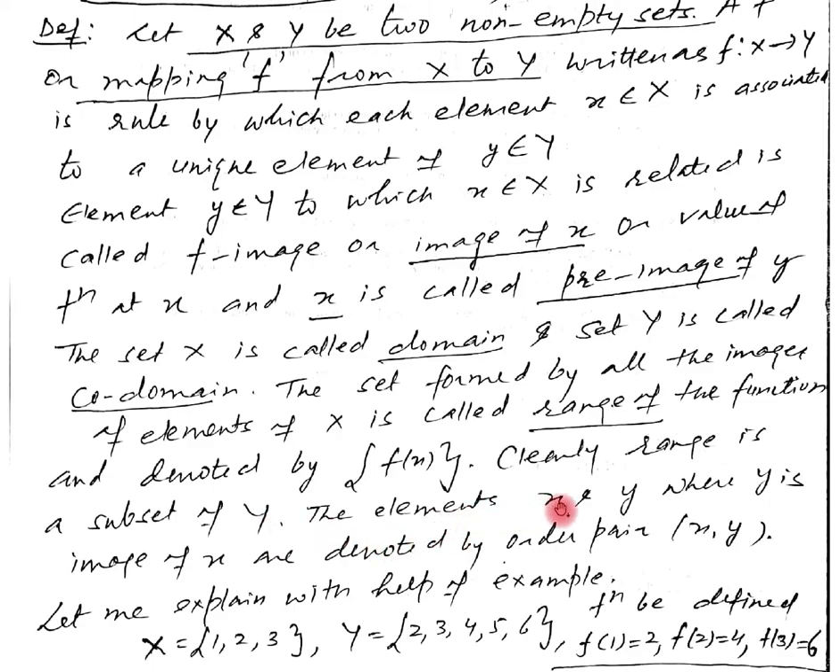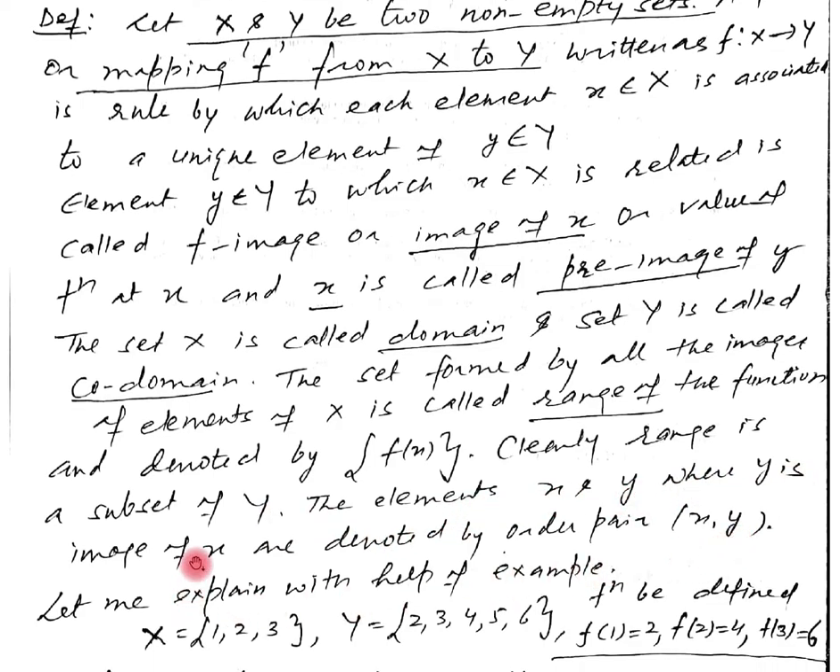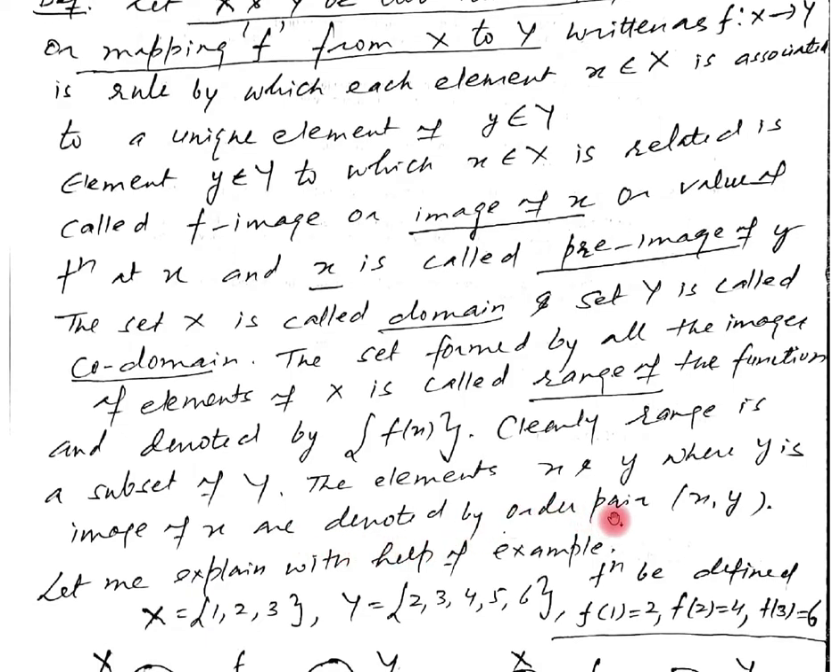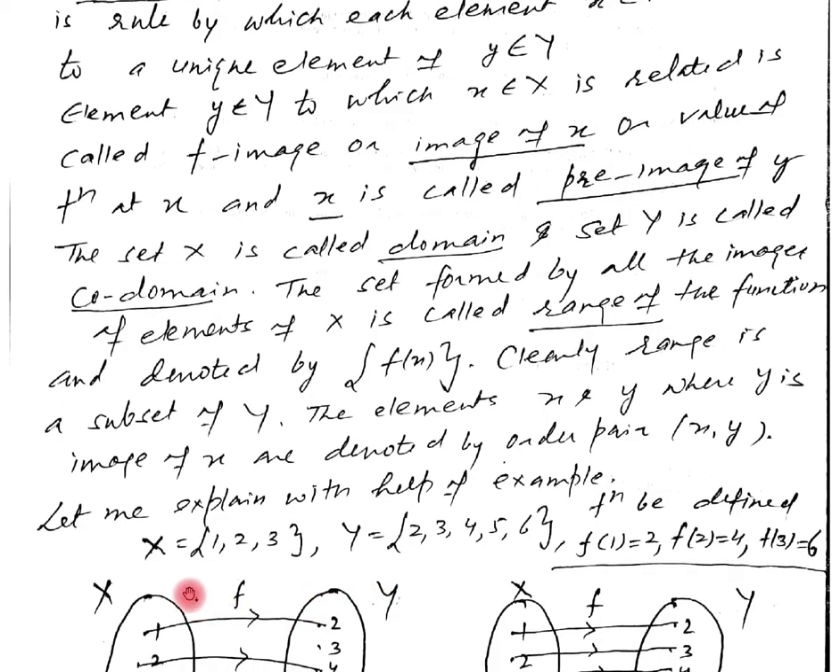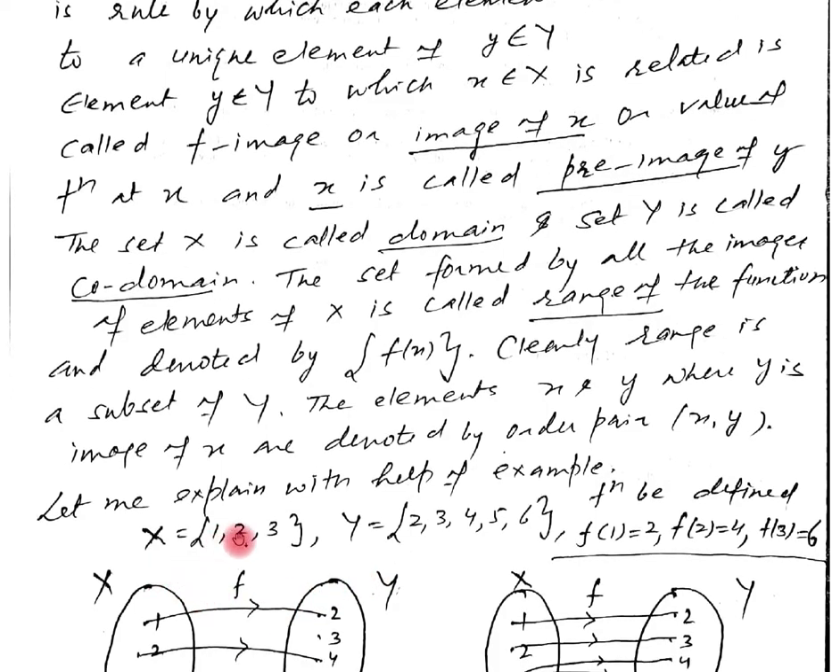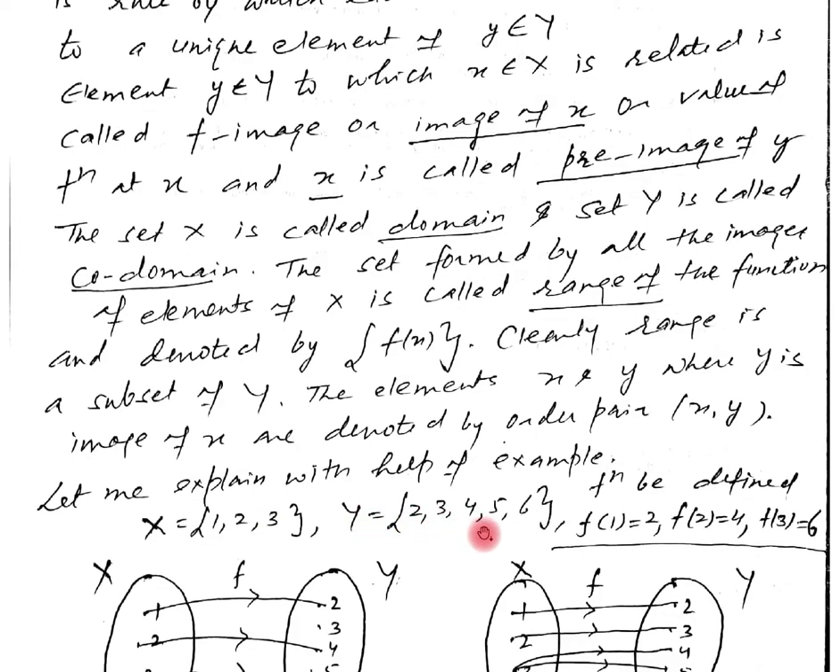The elements x and y, where y is the image of x, are denoted by the ordered pair (x, y), as the elements in a relation are in the form of ordered pairs, and function is also a special type of relation. Therefore, elements x and y, where y is the image of x, are denoted by the ordered pair (x, y). Let us explain the definition of function with the help of an example. It should be more clear. Let X be a set having elements 1, 2, 3. Y is the set having elements 2, 3, 4, 5, 6.